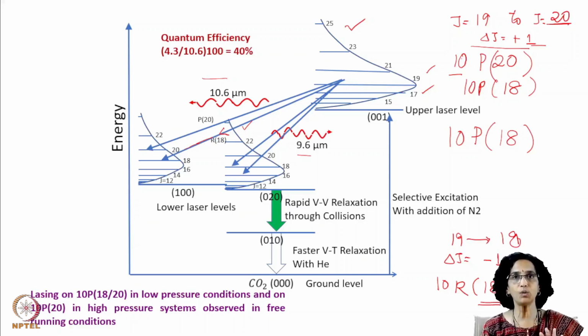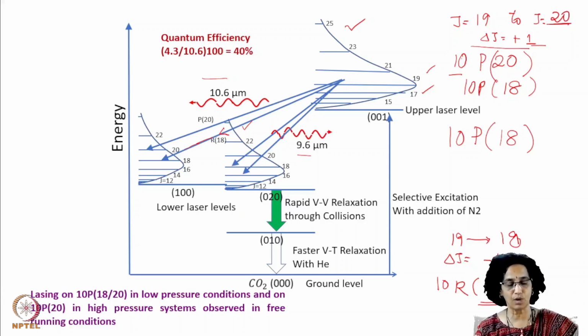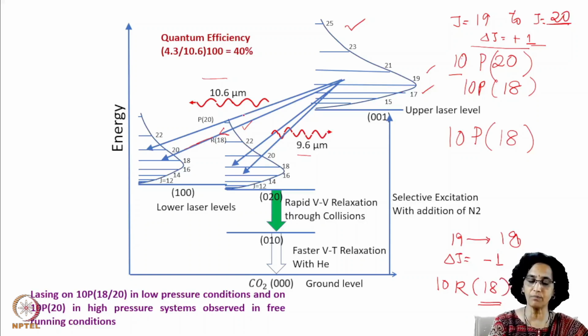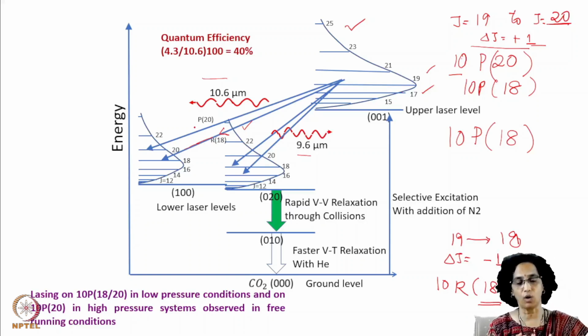But if I don't do anything, if I just have two mirrors and I have this lasing medium, then whatever output is obtained, that is called free running output, and the lasing is generally on the 10 micron branch, on P20 or P18.